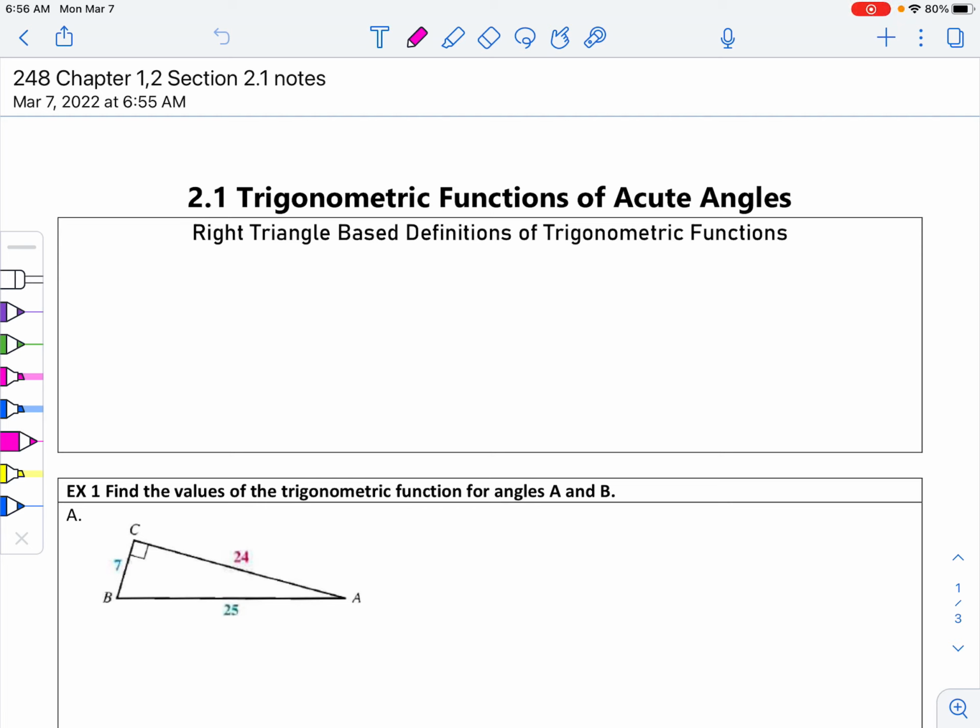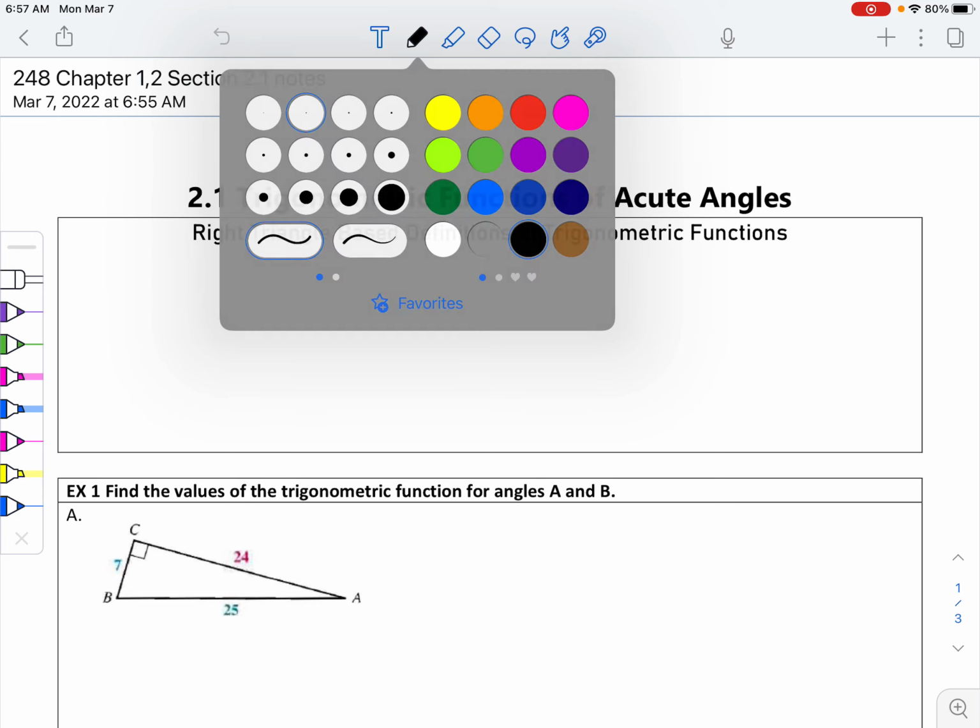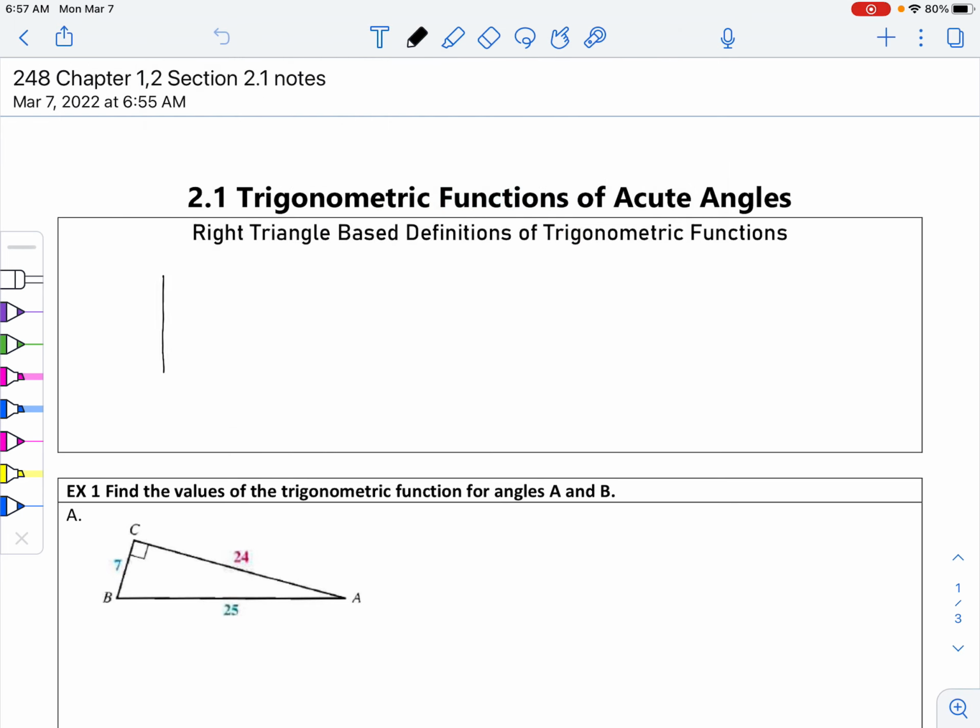All right, so we are going to work with section 2.1 on trig functions of acute angles. What you need to know in this particular section is we're going to be working with right triangles. Typically, the right angle is always going to be letter C. From there, we're going to have angle A and angle B.